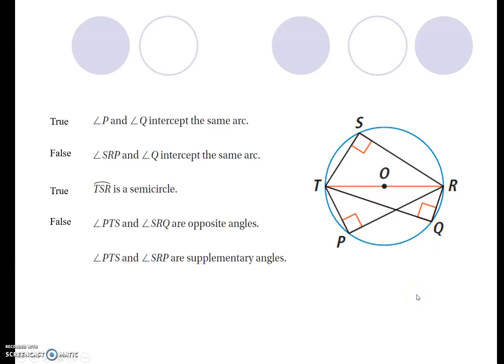Okay. All right, PTS and SRP. So PTS is this angle, and SRP. Oh, look at that. We were touching both at S and at P. You can see that here, S and P. So that means it's a quadrilateral, and therefore they have to add up to 180. So that one is true.